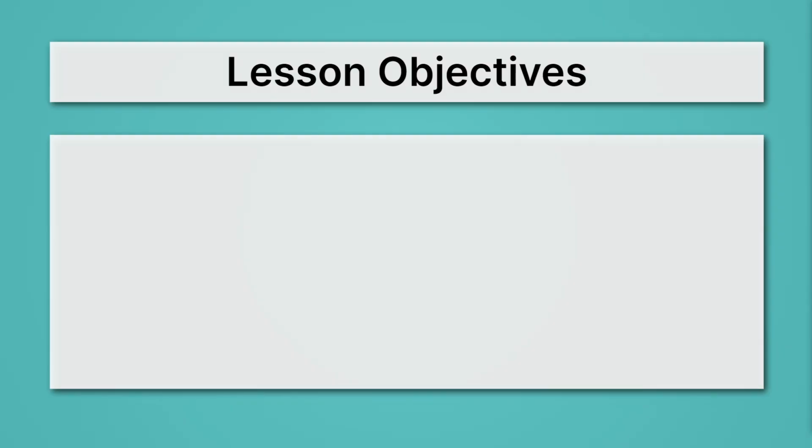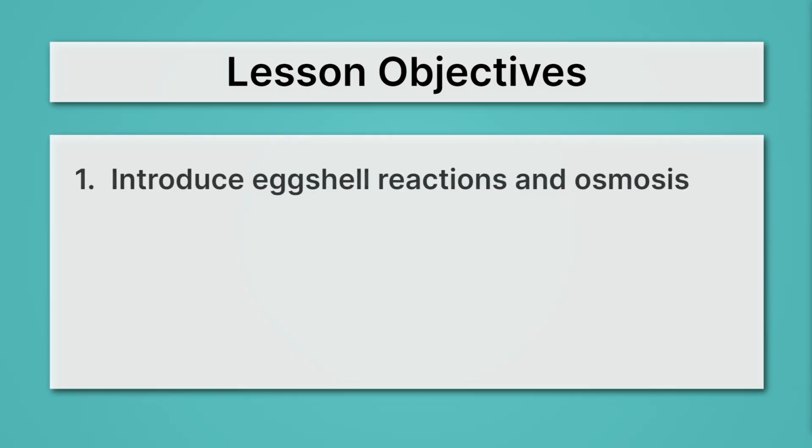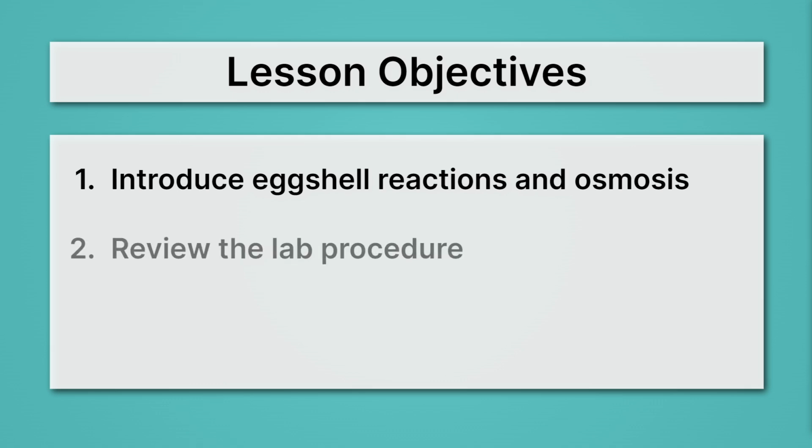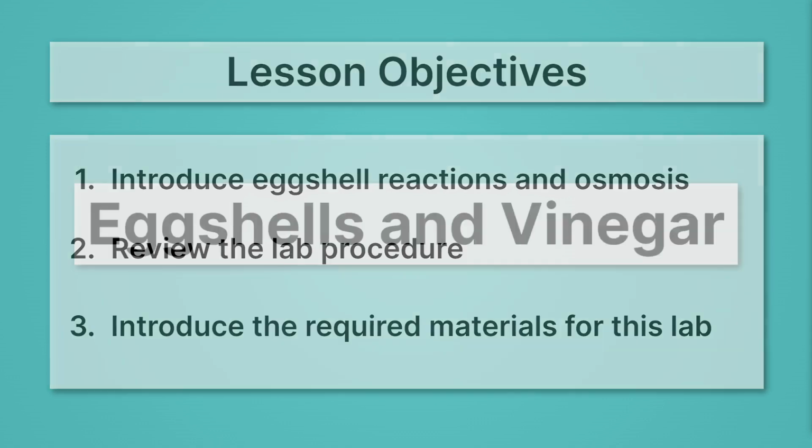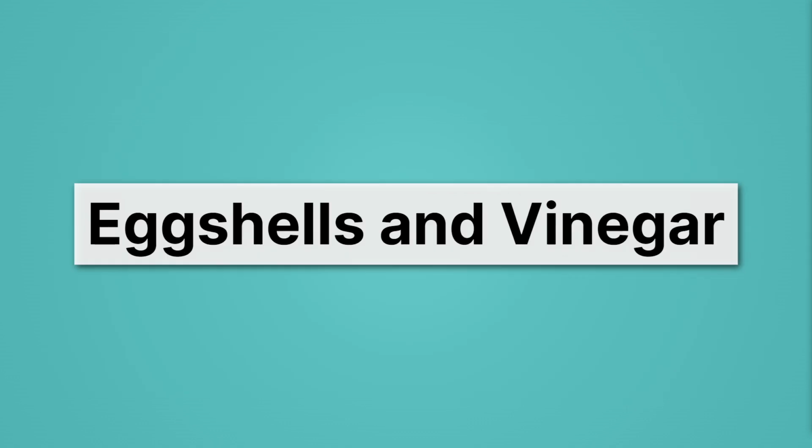Let's begin by reviewing our lesson objectives. First, we'll introduce eggshell reactions and osmosis. Those are two ideas you need to know about to make sense of the lab. Then we'll review the lab procedure, so you know how to do it. And lastly, we'll introduce the required materials for this lab, so you know what you need to get the job done. Let's start by talking about eggshells and vinegar.